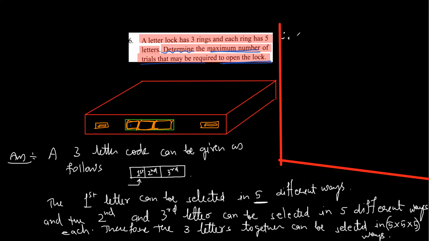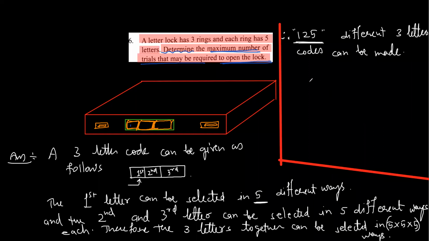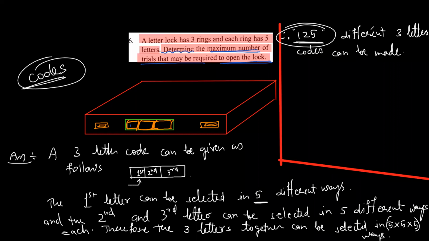Therefore, 125 different three-letter codes can be made. Now see, students, there are total 125 possible codes, or passwords, whatever you say. 125 passwords are available from three rings, each having 5 letters.